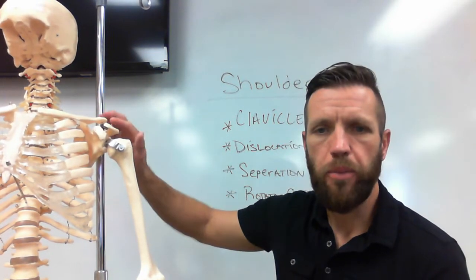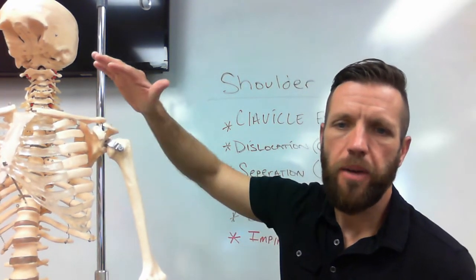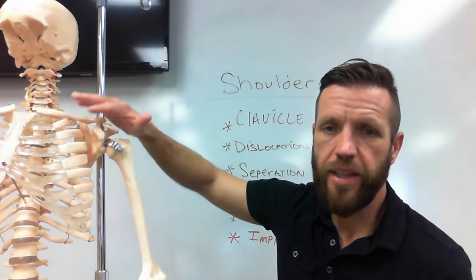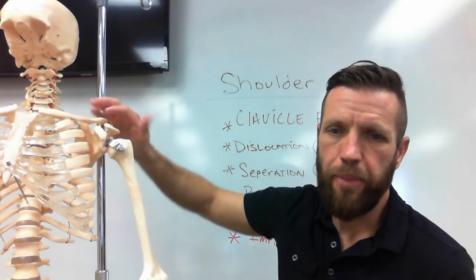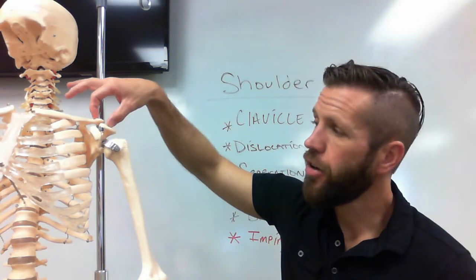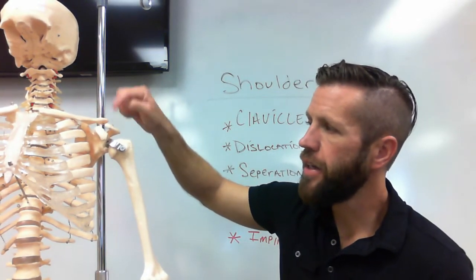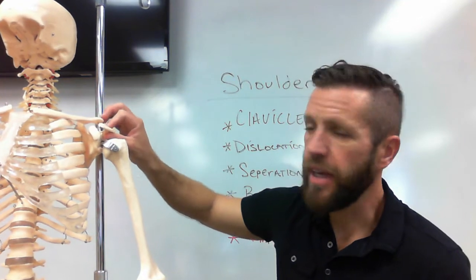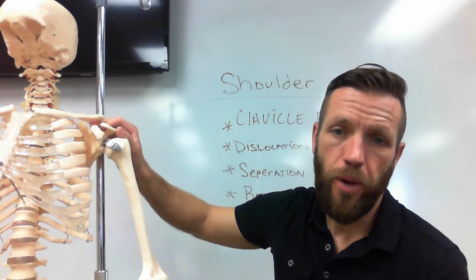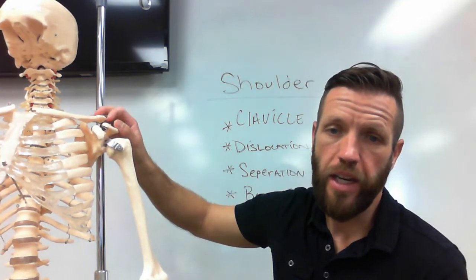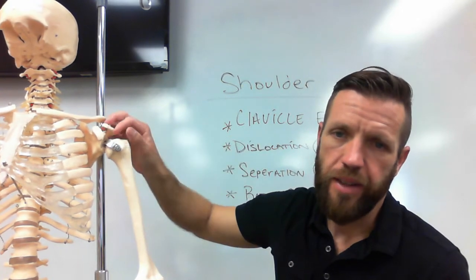Next on our list is a separation. Separations come mostly from landing on the tip of the shoulder, and when that happens, this joint right here has 3 ligaments that correspond around it, and what happens is they sprain. And so a separation is literally just a sprain in most cases.